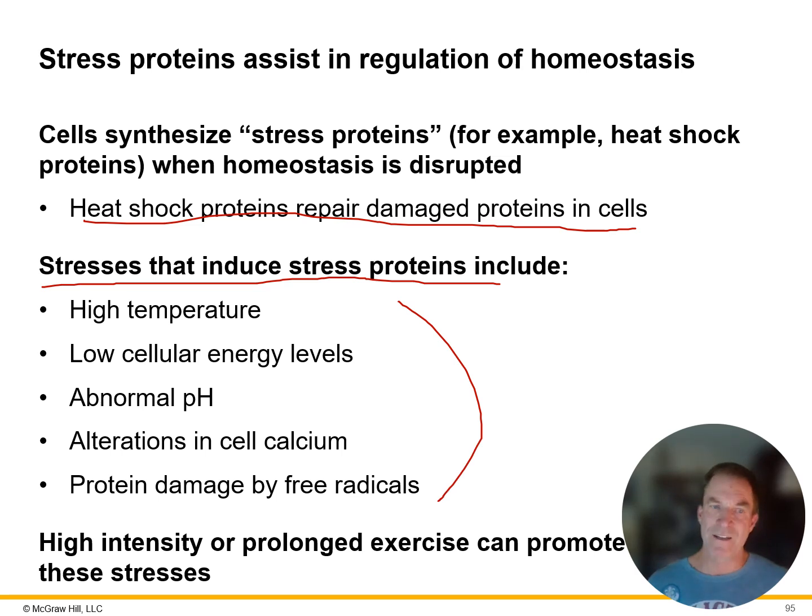Okay. And some of these are good or bad, but high intensity or prolonged exercise can promote these stresses as well. So anyway, that's how some people are getting conditioning. It's kind of cutting edge stuff right now, especially with the high temperature stuff.